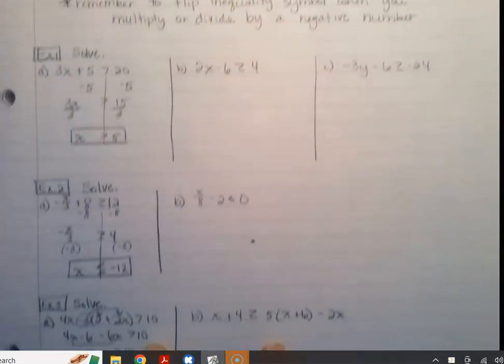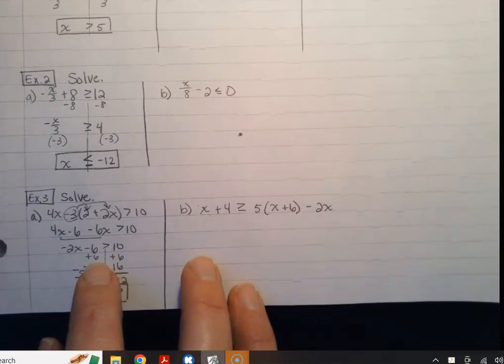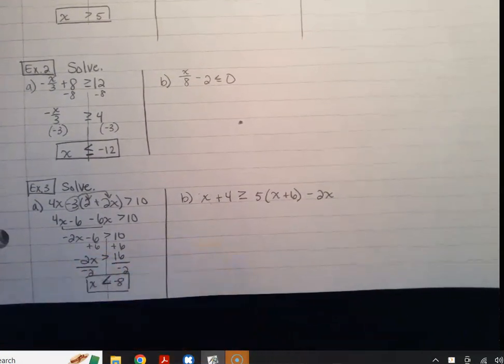All right, so let's go down. Example 2. We have some division in there. They're a little bit more complex maybe, or we feel like they are. The first one's done. 8 was being added, so we subtracted it. And we have negative x divided by 3 is greater than or equal to 4. So we're doing division. What's the inverse of division?